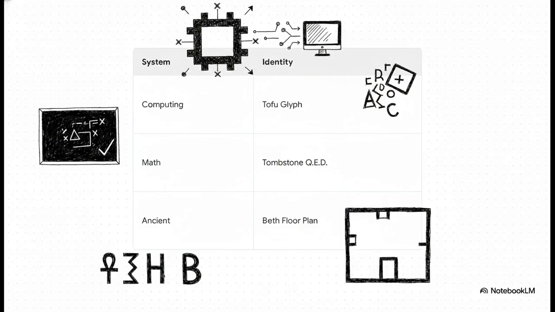It pops up as a fallback block when a computer hits a character missing from its font data, a literal blank data field. But in ancient Phoenician scripts, this rectangle was Beth, the ancestor to our modern letter B, and it was drawn as an actual floor plan or house enclosure. And in high-level math, an empty square at the end of a paper is called a tombstone. It visually declares QED, meaning the mathematical proof is officially closed and complete.